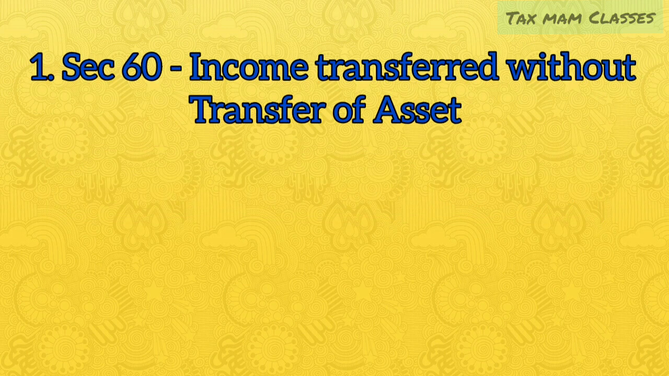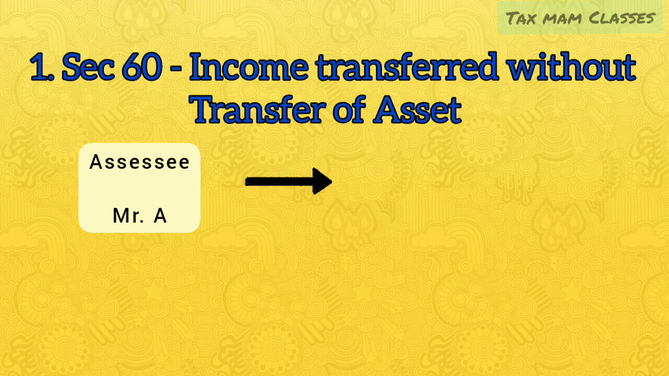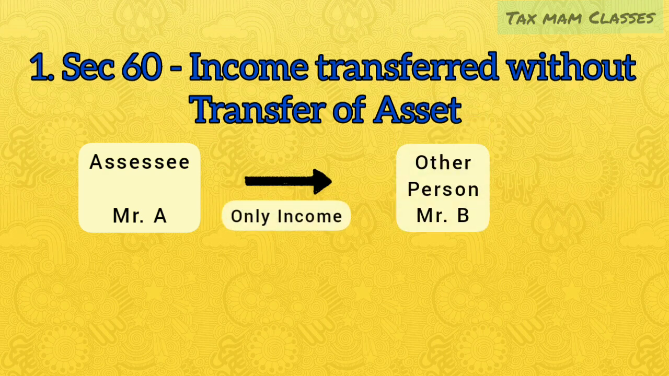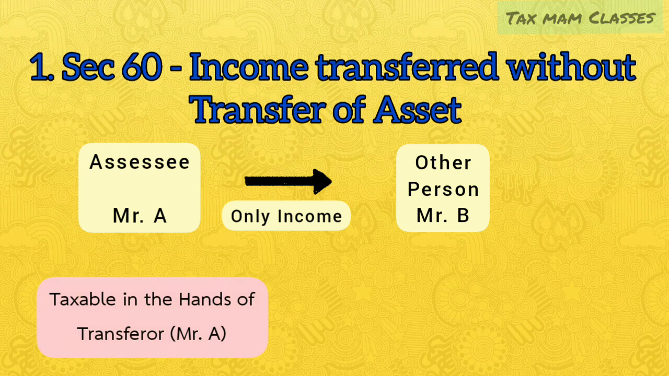So now coming to the first provision, section 60 talks about transfer of income where there is no transfer of asset. Under section 60, the assessee is transferring an income to another person but without transfer of any asset. The person is not transferring any asset, but is transferring only income. In such cases, whatever income is transferred is taxable in the hands of the transferor only, but not in the hands of the transferee.